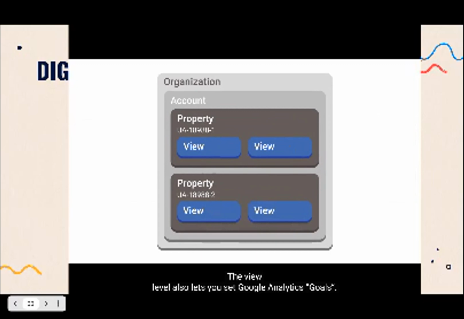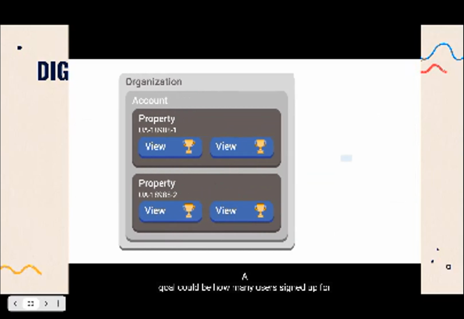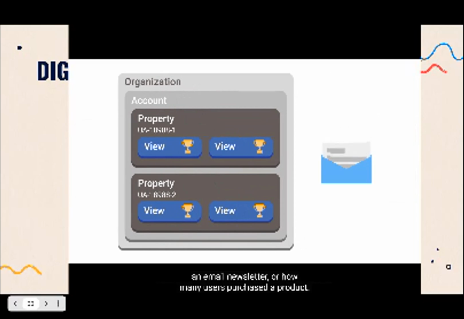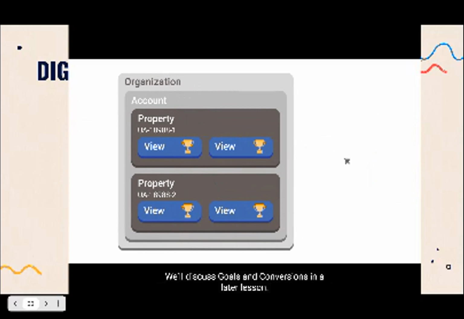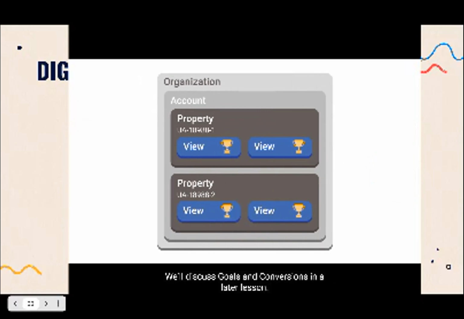The view level also lets you set Google Analytics goals. Goals are a valuable way to track conversions or business objectives from your website. A goal could be how many users signed up for an email newsletter, or how many users purchased a product. We'll discuss goals and conversions in a later lesson. Be thoughtful when setting up your accounts, properties, and views because you can't change data once it's been collected and processed by Google Analytics.